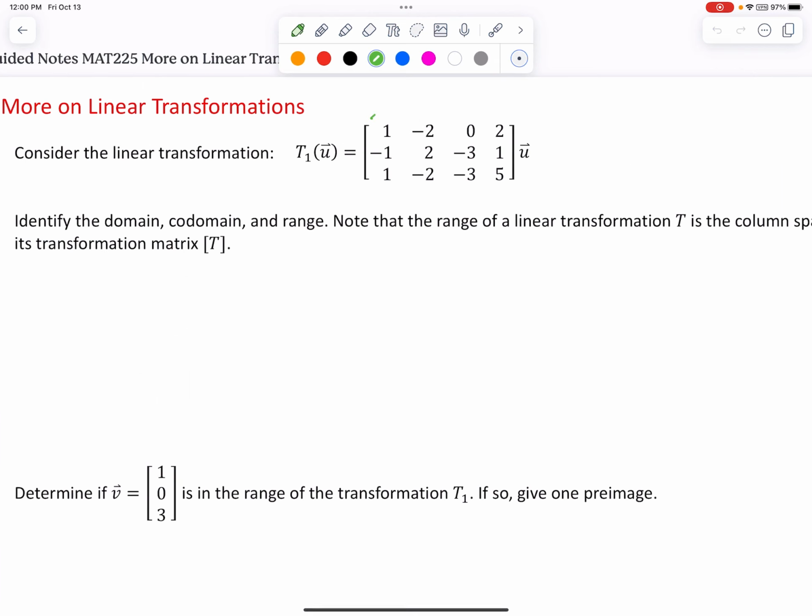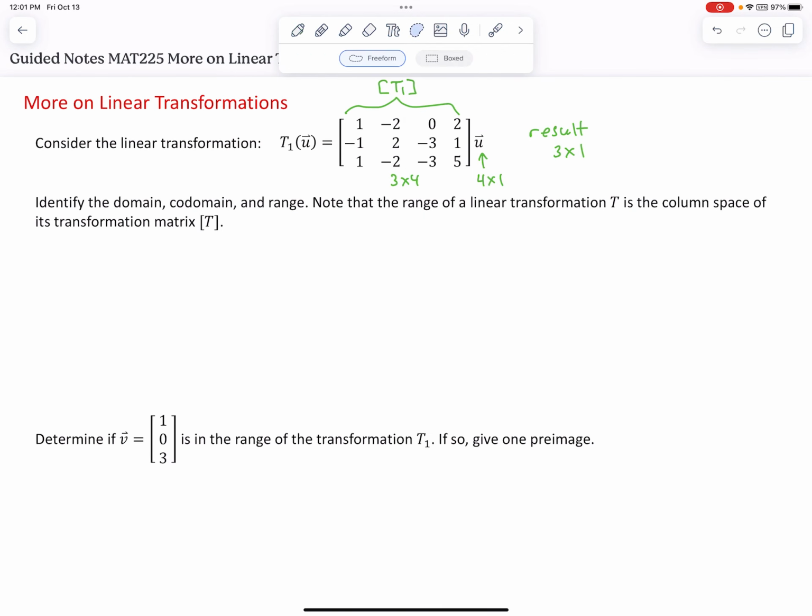We begin by noting that this 3x4 matrix can be denoted bracket T sub 1 to refer to the standard matrix of this transformation. Furthermore, it is 3x4. This vector here has to be a 4x1, and this is the input vector. And then the result will be a 3x1. As the input vector varies across all possible 4x1 vectors, we simply get all linear combinations of the columns of the standard matrix. Therefore, the range of this linear transformation is simply the column space.